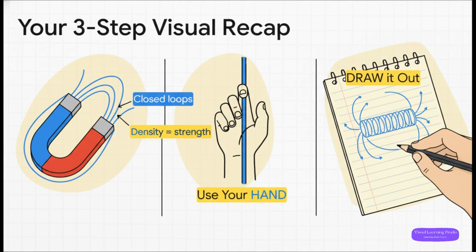Number one, always start by visualizing the lines. Just remember, they're closed loops, and how close they are tells you how strong the field is. Number two, use your hand. Don't be shy about it. The right-hand rule is your best friend for figuring out direction.